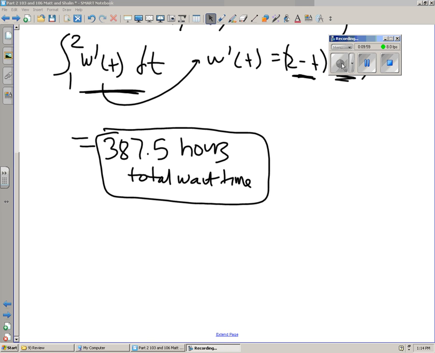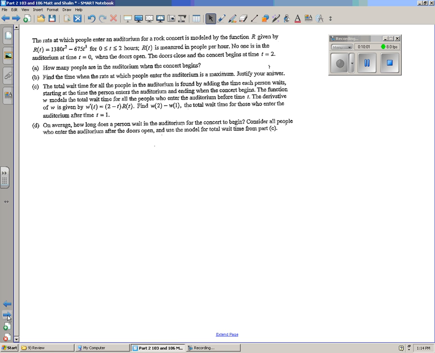So moving on to D now. The question asks, on average, how long does a person wait in the auditorium for the concert to begin? Consider all people who enter the auditorium after the doors open and use the model for total wait time from part C. So, one thing you guys need to understand, it says on average, and it wants to know how long each person waits for the concert to begin.